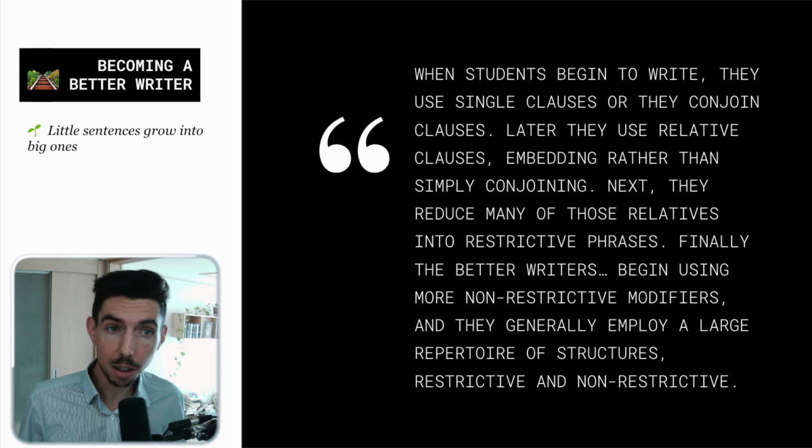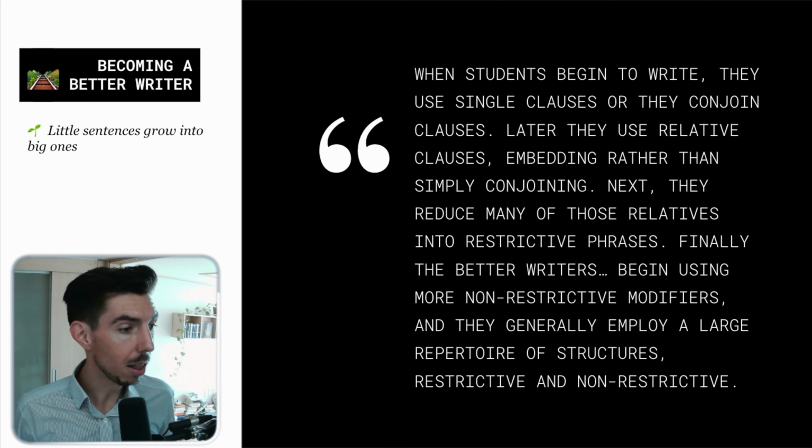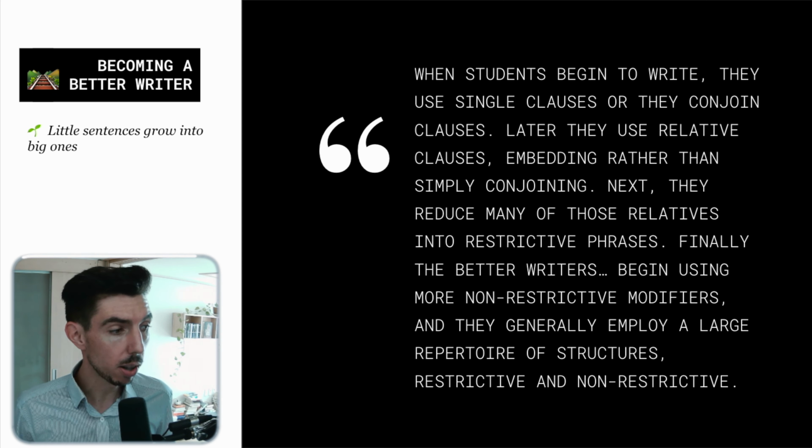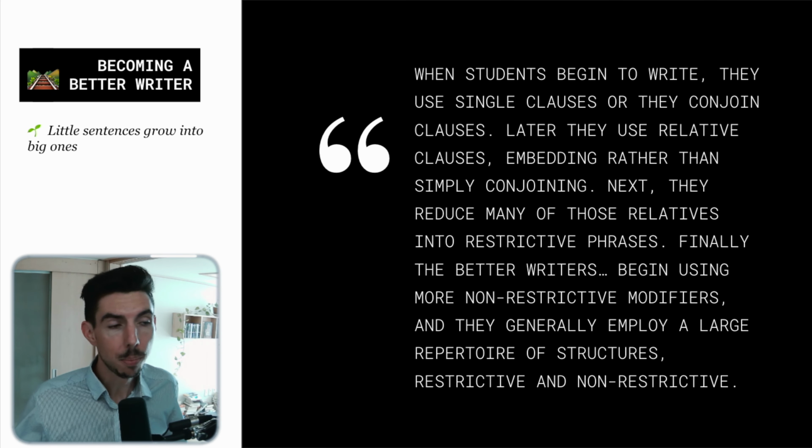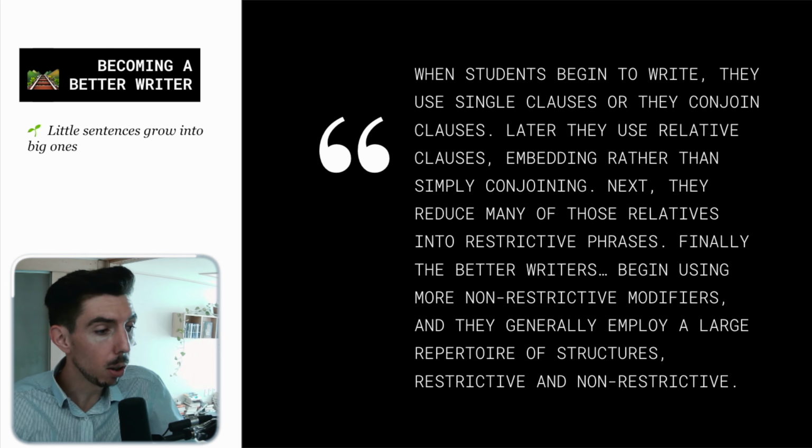He says the 3rd step is that we reduce these relative clauses into restrictive phrases. And finally, at the very end, at the highest level of fluency, Hunt says that the better writers begin using more non-restrictive modifiers. That's at the end of this module; we'll be looking at non-restrictive modifiers. And they generally employ, and this is the big thing about accuracy and flexibility, a large repertoire, a large collection, of structures, restrictive and non-restrictive.